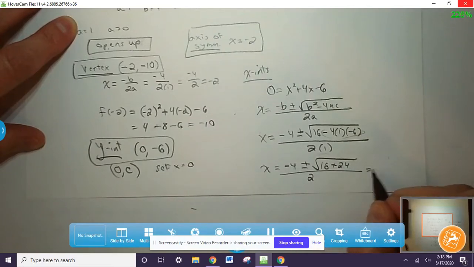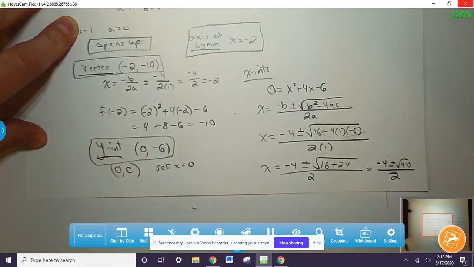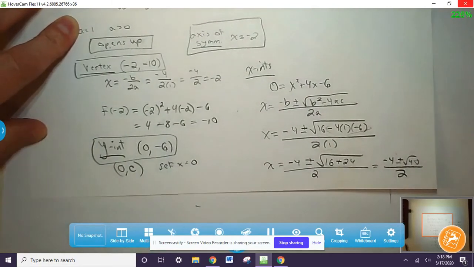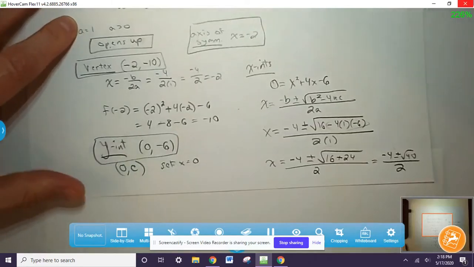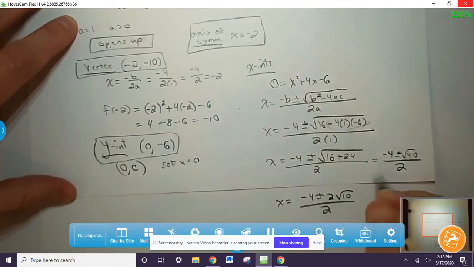So what I have is -4 plus or minus radical 40 over 2. And now we need to simplify that expression. So we're going to simplify the square root of 40. The square root of 40 is 2 radical 10. And then we need to pull this apart in order to simplify all the way.